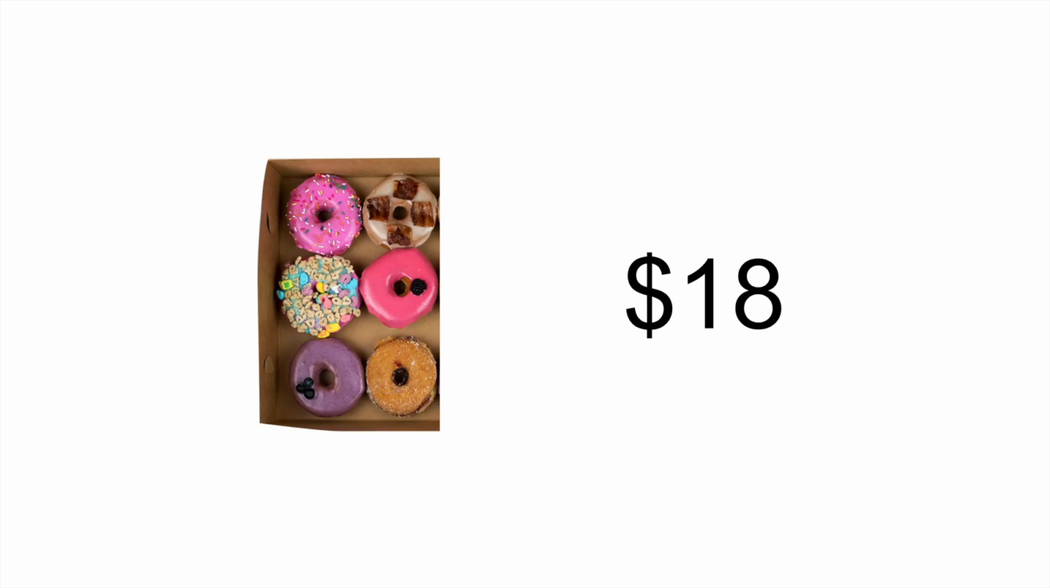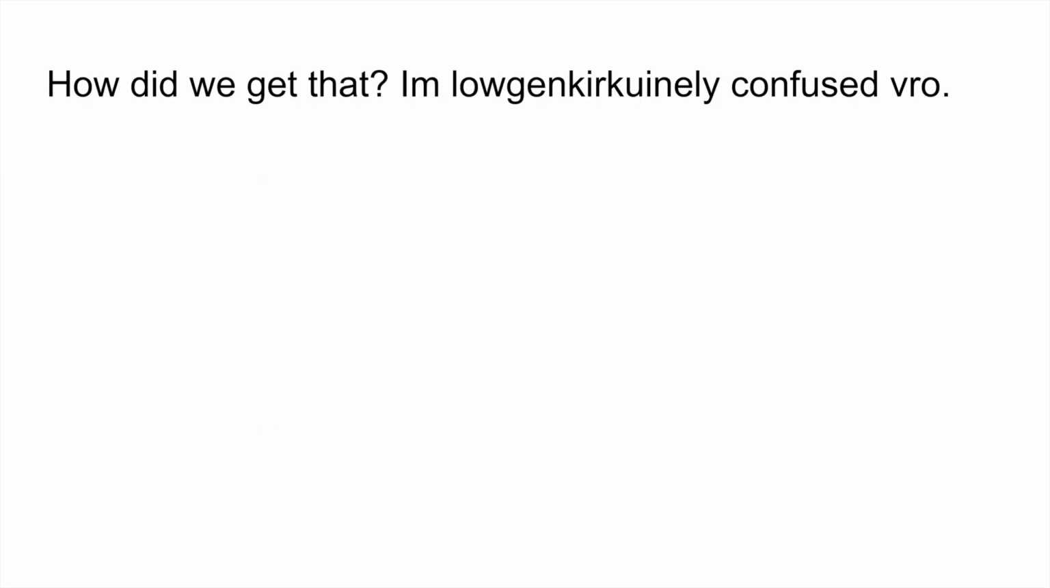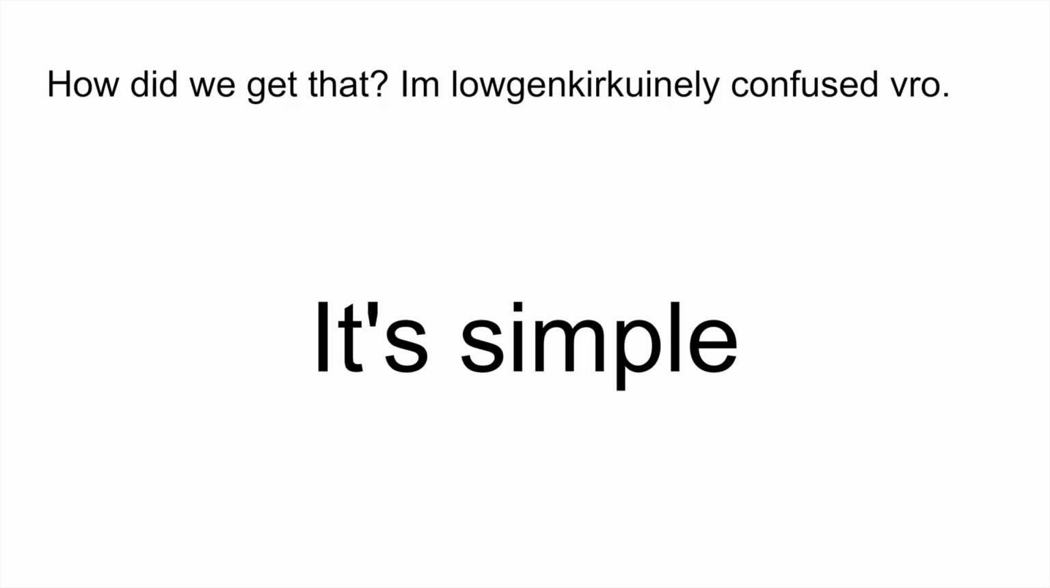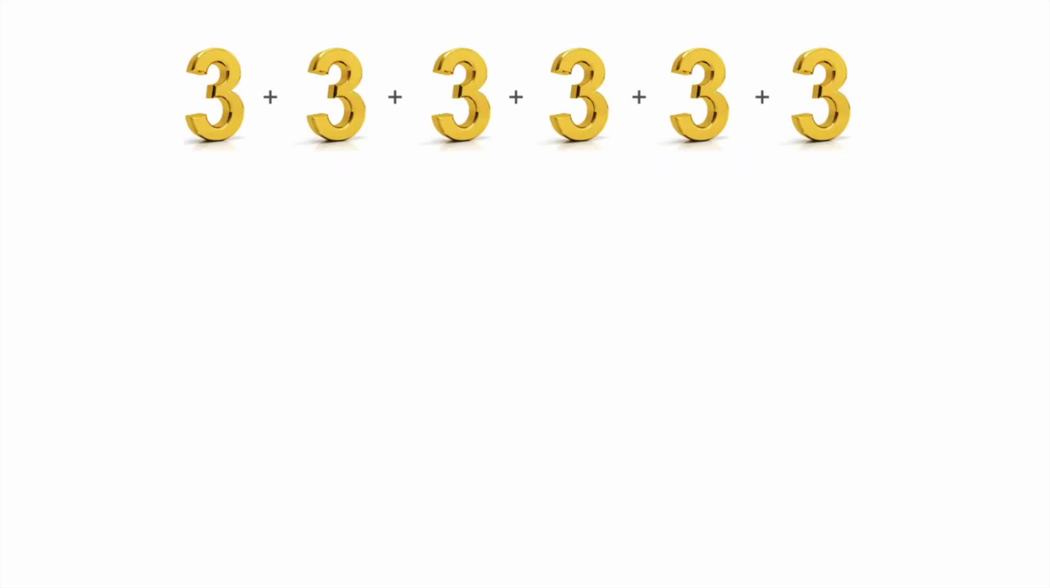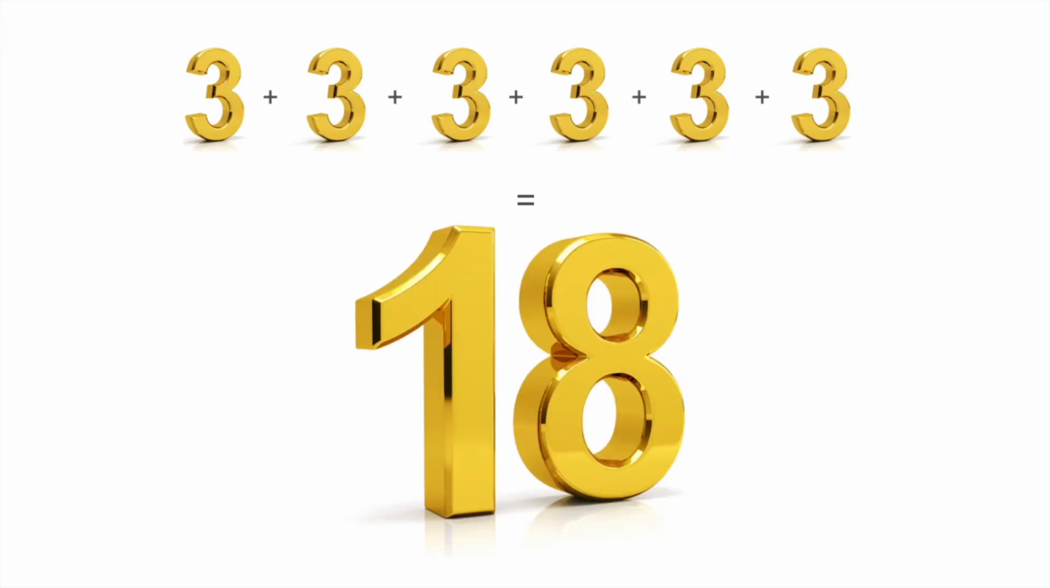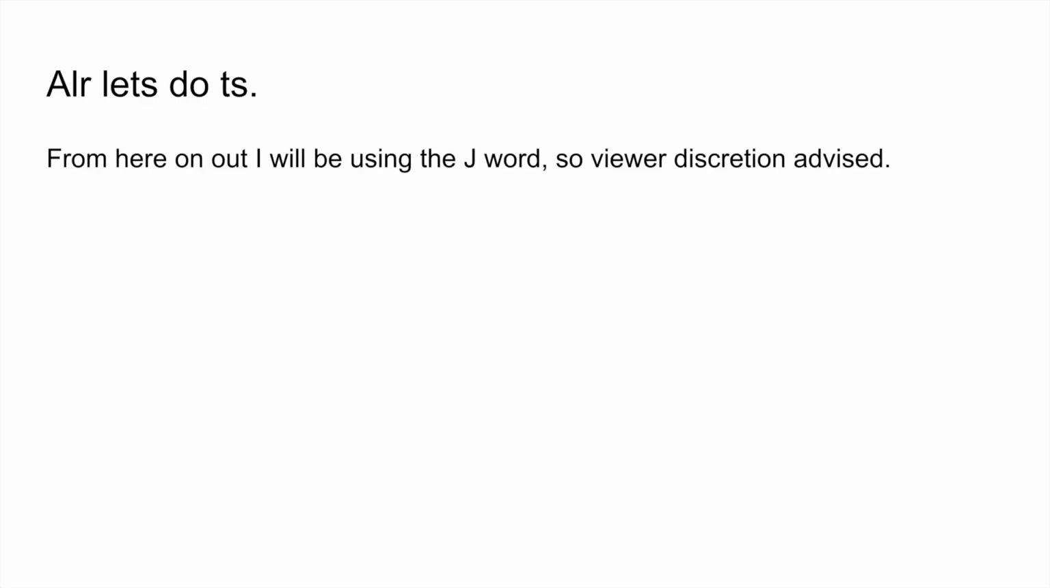And if you're still confused, probably are, we're going to go into more depth with the example. Simple. You see, multiplication is kind of like a shortcut for addition. Instead of adding 3 6 times as seen here, which would equal 18, you're going to get 6 groups of 3. That still doesn't make sense. We're going to do another example. But I'm going to be using the J word a lot, so viewer discretion is advised.